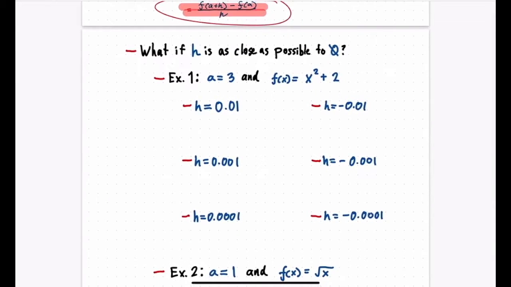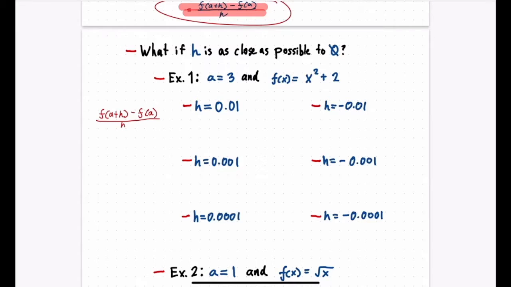It's f of a plus h minus f of a over, it's a plus h minus a, or just h, and it's just the rise over run. Sorry, that was a bad h.